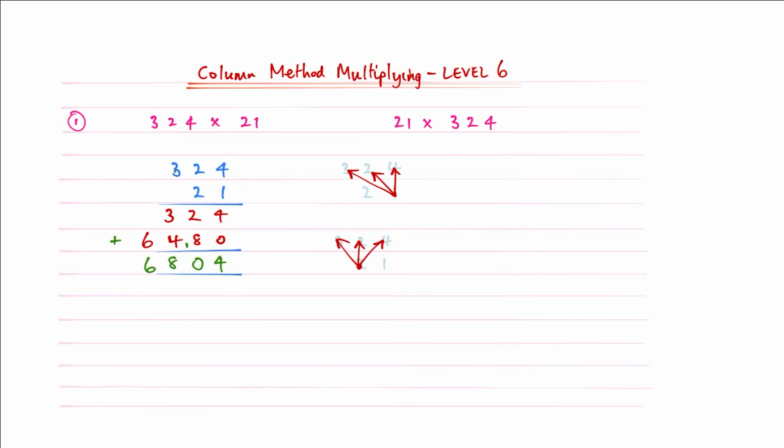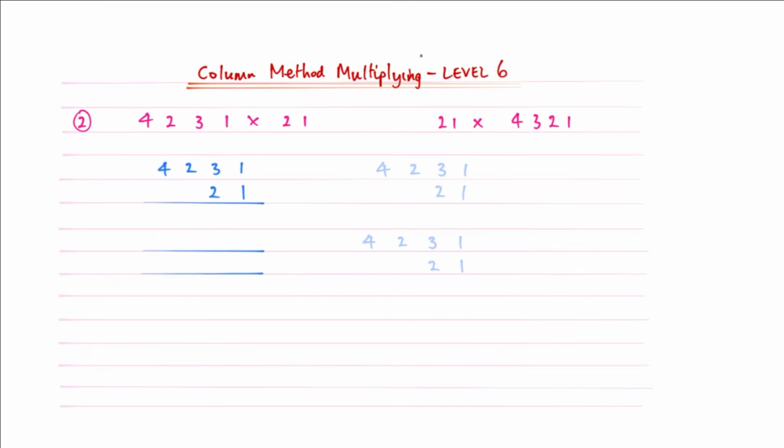This is now a 3-digit times a 2-digit, and this is how you do it. Now this is example number 2. One thing that you'll realise is that we now have a 4-digit number times a 2-digit number. And again, the same principle applies.